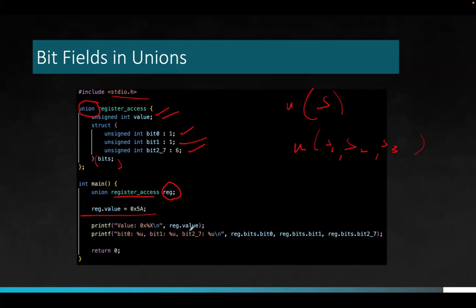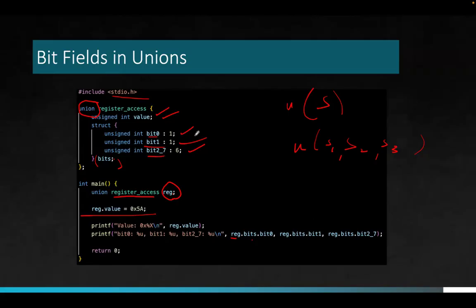If you print the value, what will happen? You'll get 5a. And if you want to print bit by bit, then an unsigned bits of it is reg.bits, the structure, and its first member, which is bit 0. Again, the second member is bit 1. The third member is bit 2 to 7.